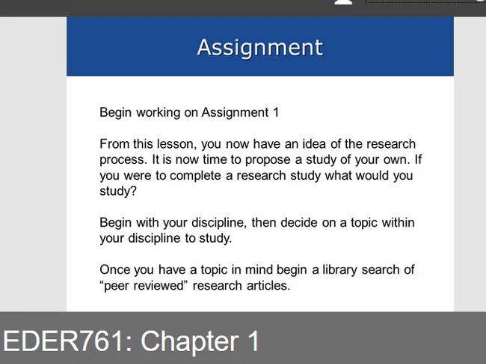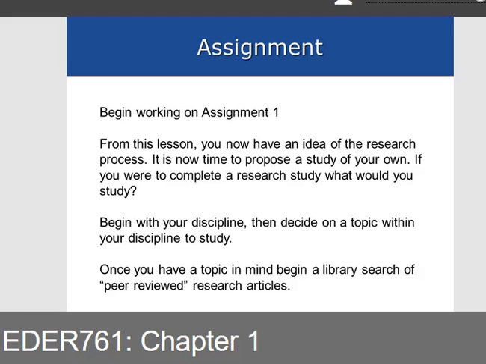Once you have your topic in mind, begin a library search of peer-reviewed research articles, those refereed research articles. And once you have those, start collecting those. You can always contact me for more information or if you need some more ideas. But you must have a literature review from peer-reviewed research articles only.